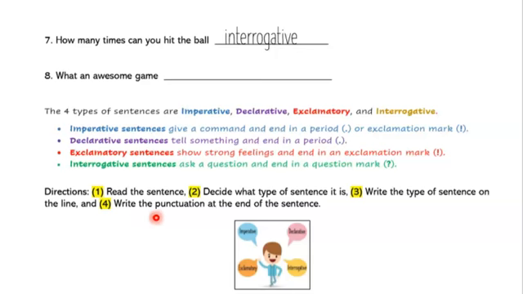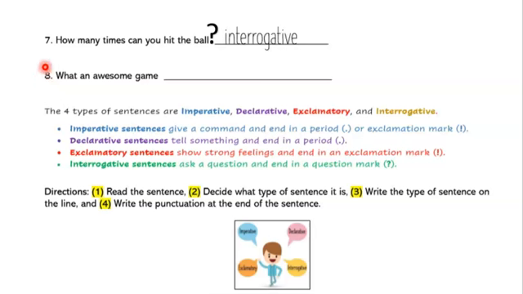Next, we have to write the punctuation at the end of the sentence. So what type of punctuation goes at the end of an interrogative sentence? Very good. Yes, it is a question mark. So go ahead and write a question mark at the end of the sentence.